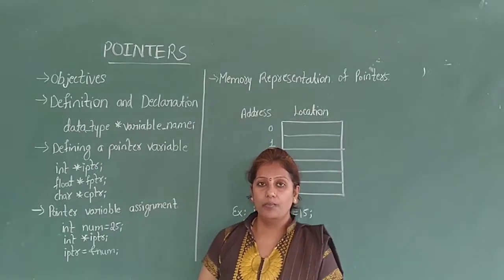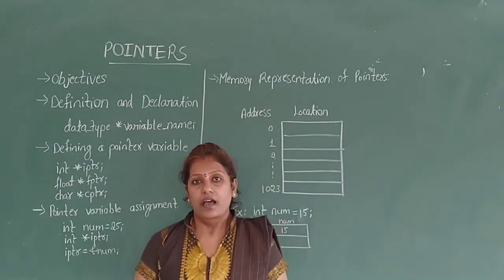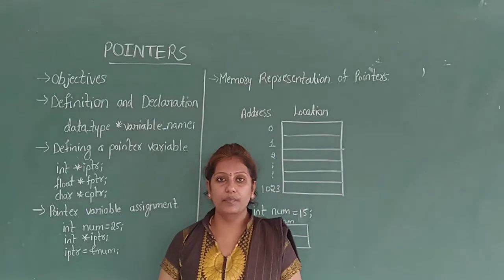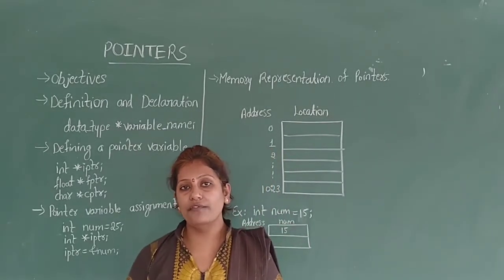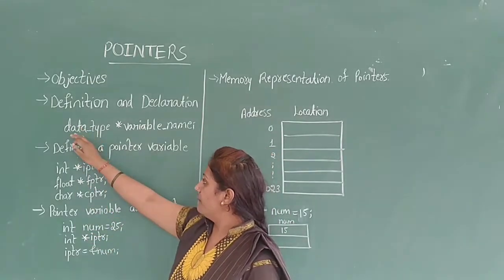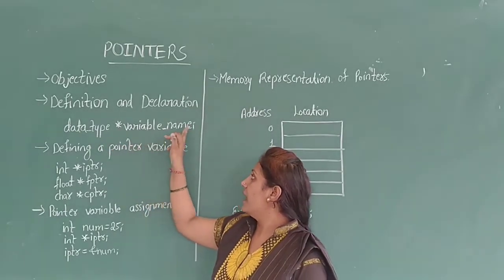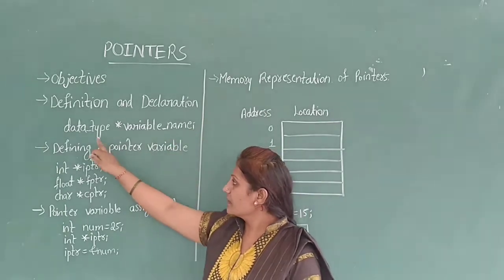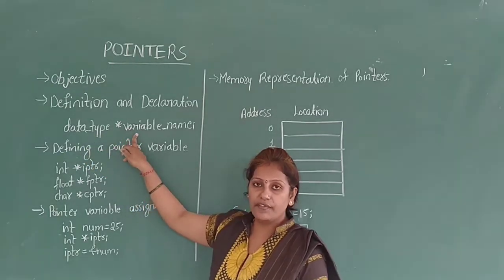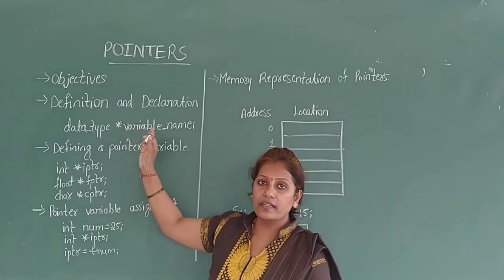Definition: a pointer is a variable that holds the memory address, the location of another variable which it points to. Then how to declare a pointer? The general form is data type, indirection operator or pointer operator, variable name, ended by a semicolon. Data type specifies the type of the values. Variable name is the name of the pointer variable, and the indirection operator indicates that this is a pointer variable.